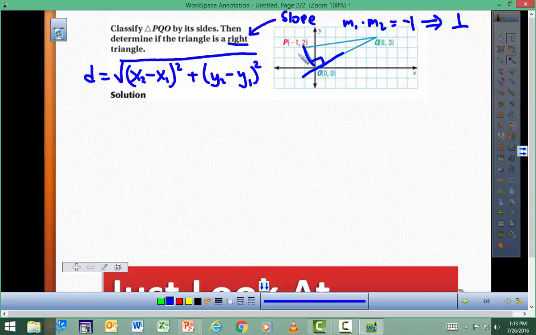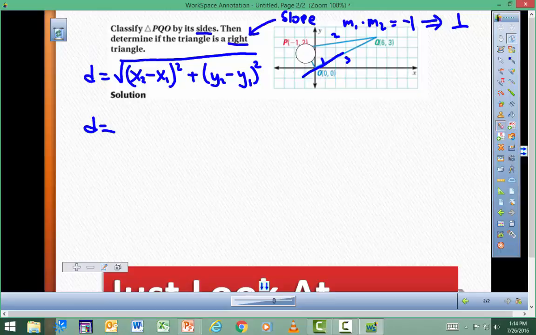So the first thing we'll do is classify this by its sides, so we have to determine all the distances. So distance number 1. Well, we may as well start off with this one. This one we'll call number 1, this one we'll call number 2, distance number 3. And it's just a matter of plugging in the points and putting them in the formula. So let's take a look at what our formula tells us to do.